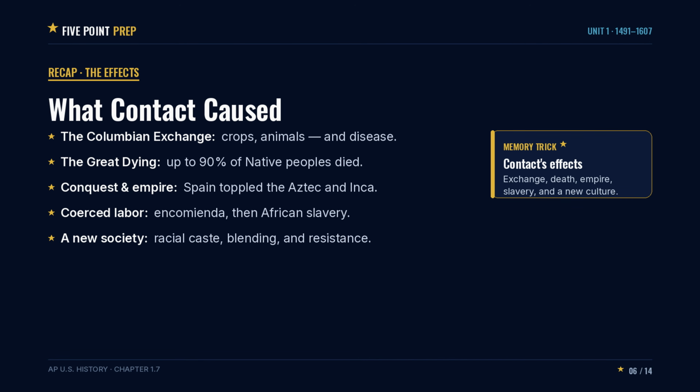Now the effects. The right side of the diagram. Contact set off the Columbian Exchange, moving crops and animals both ways, and disease. That disease caused the Great Dying, killing up to 90% of native peoples. It enabled Spanish conquest and empire, as Cortés and Pizarro toppled the Aztec and Inca. It produced coerced labor systems, the encomienda, and then African slavery and the Atlantic slave trade. And it created an entirely new society built on racial caste, cultural blending and native resistance. Exchange, death, empire, slavery and a new culture. Those are the effects.